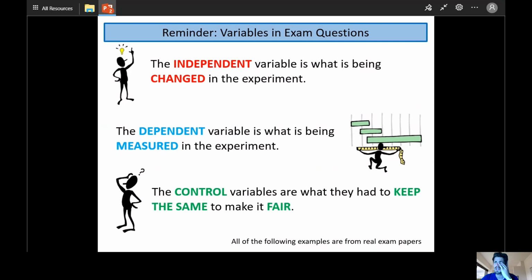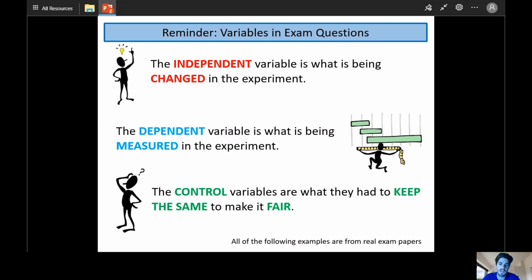Okay, so recap. The IV, the independent variable, is the one that gets changed in the experiment. The dependent variable is the one that's being measured. Now, just because you measure out 50 milliliters of water and add that in, that's not what we mean by measured. What we mean by measured here is the result of your experiment. Okay, so you do this and you see how much this happens and you measure how much that happened. Okay, so that's your dependent variable.